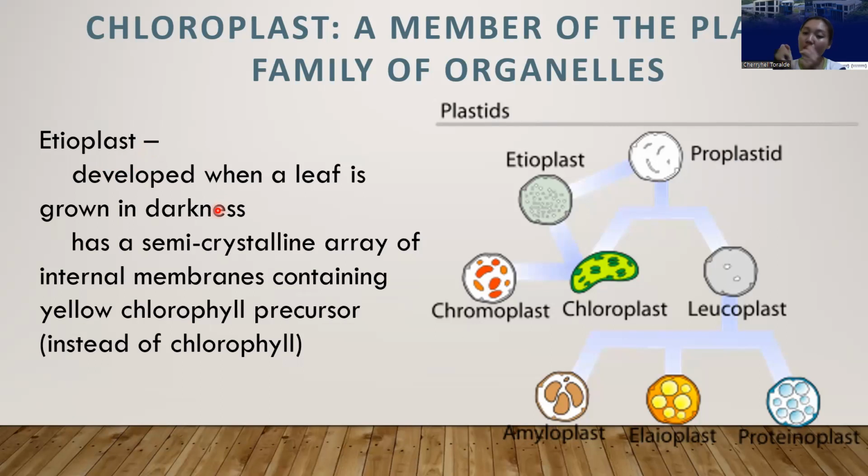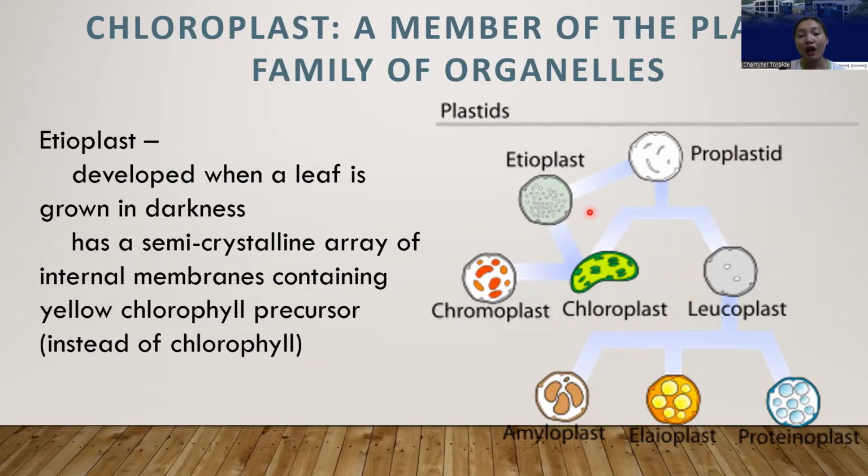If you put your plant in a dark area, it becomes pale and then turns yellow because it has a semi-crystalline array that produces a yellow chlorophyll precursor. But the minute, or after some time that you take it out of the darkness and put it in direct sunlight, the etioplast will just become chloroplasts. Chloroplasts, because they have green pigments.